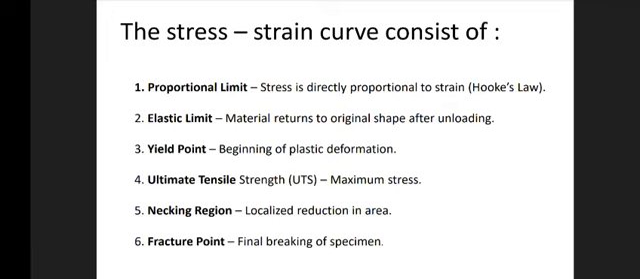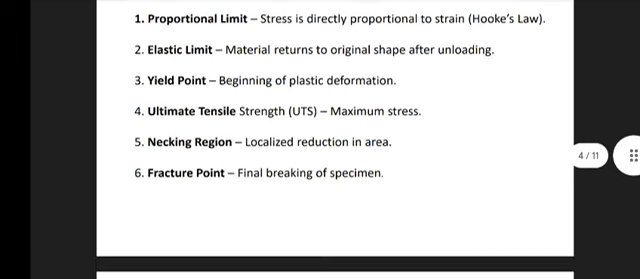Yield point. After the yield point, the material undergoes plastic deformation. That means permanent deformation: when the load is removed, it does not come back to the original position. UTS, ultimate tensile strength. At the UTS, the material starts forming a neck under the load. Necking region, a localized reduction in area. Before the fracture, during elongation, the neck is formed. Fracture is the final breaking of the specimen.